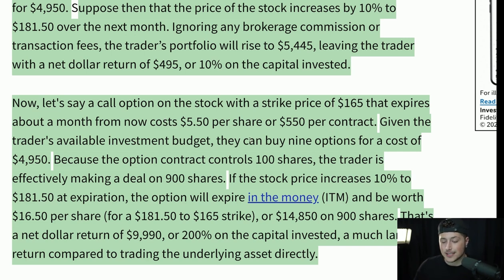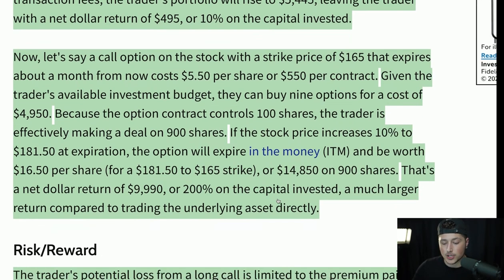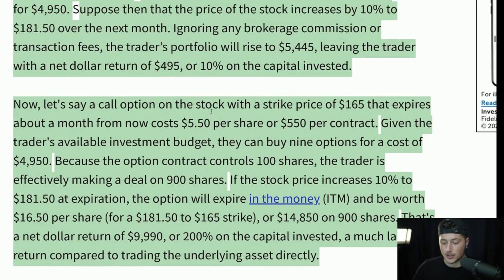So if the stock price increases 10% to $181.50 at expiration, the option will expire in the money. Don't worry, we're going to cover in the money and out of the money. And it's going to be worth $16.50 per share here, so for a $181.50 stock and a $165 strike, or $14,850 on 900 shares, essentially, right? That's a net dollar return of $9,900, or 200% on the capital investment, a much larger return compared to trading the underlying asset directly.